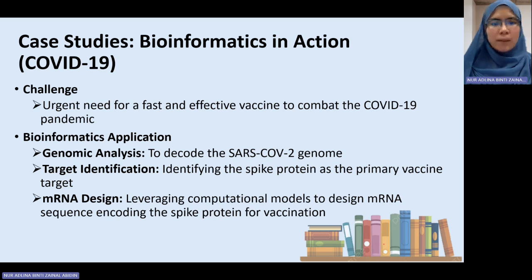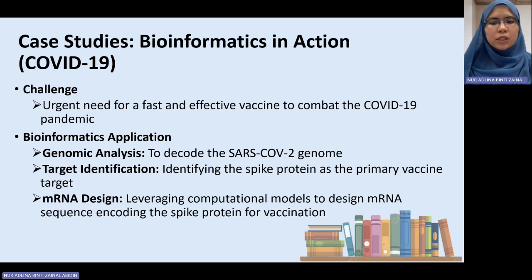In the development of the mRNA COVID-19 vaccine, bioinformatics was applied, starting from the genomic sequencing of the SARS-CoV-2 genome, followed by target identification, where it was discovered that the spike protein of the virus was a conserved region, leading to the primary vaccine target.